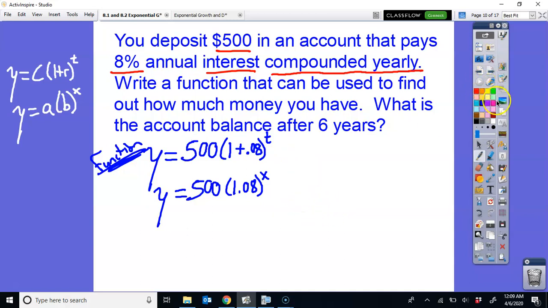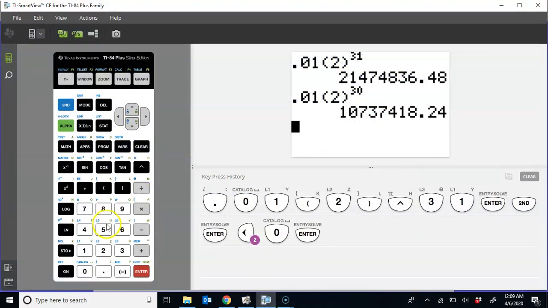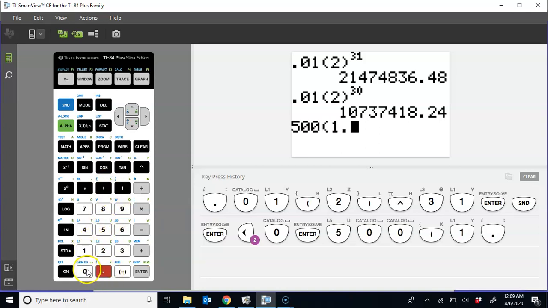So now what we are going to do is use our function. We are going to find the amount in the account after 6 years. I can use either 1.08 raised to the 6th power, or I can use 1 plus 0.08. Either one is fine. I'm using this one just as a simpler version because it's easier to type in the calculator. But now I take out my handy dandy calculator and I do 500 times 1.08 raised to the 6th power.